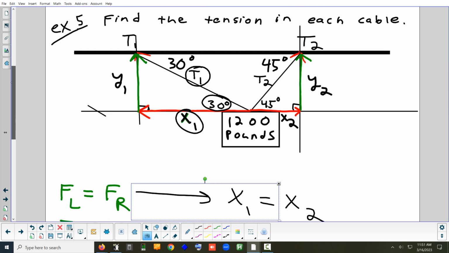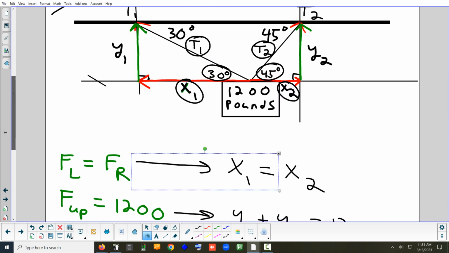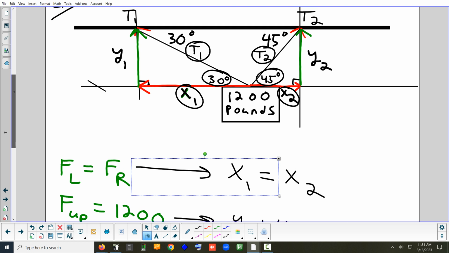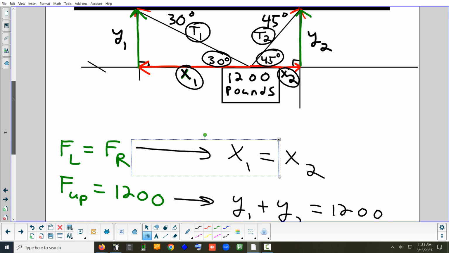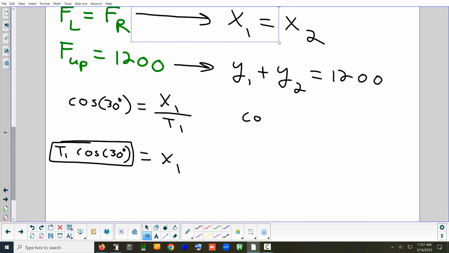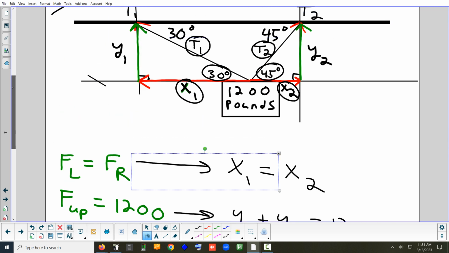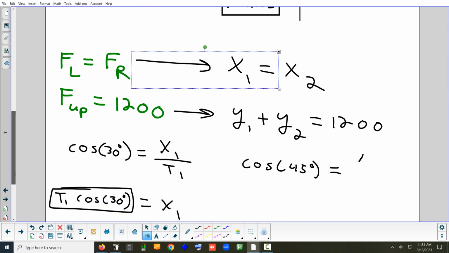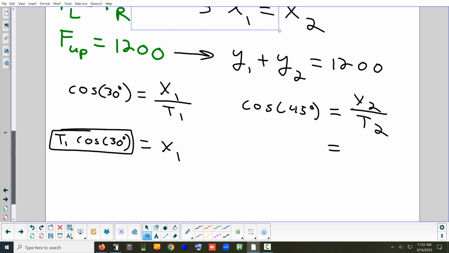Now let's do X2. I want to use this angle. I want to find X2, and I want to use tension 2. What trig function would I use for that? The sine 45. That'd be cosine. Be cosine again. Yeah, we're going to do sine in a minute, though. Well, let's do cosine again. Cosine 45 would equal what? X2 over T2. So that means X2 equals T2 cosine 45.